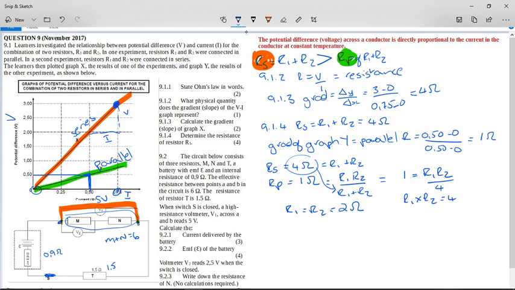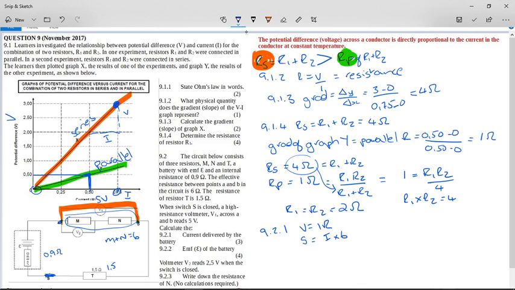It says calculate the current delivered by the battery. Now current is the same everywhere in a series circuit. So if I know the voltage across those 2 resistors, and I know the effective resistance, which is when we pretend that it's only one resistor, the question says the effective resistance was 6 ohms, and the volts were 5 volts.